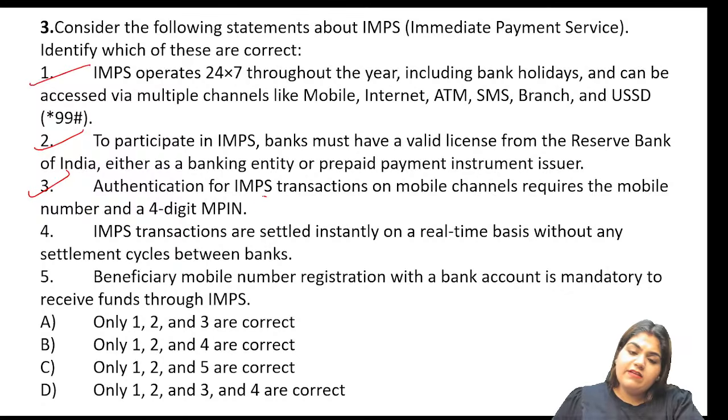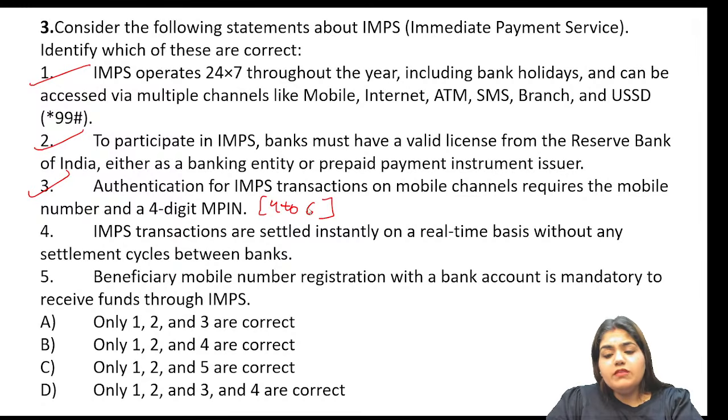But if it is written 6, you can write 6 as well. 4 to 6 is the rule. Statement number 4 is incorrect. IMPS transactions are settled instantly on a real-time basis without any settlement cycle between banks. IMPS is instant and real-time from the user's perspective. Interbank settlements happen through the settlement cycle. So it is not properly interbank settlement. The transaction happens at that very time, but the bank settlements happen at the end of the day. Statement number 4 is incorrect.